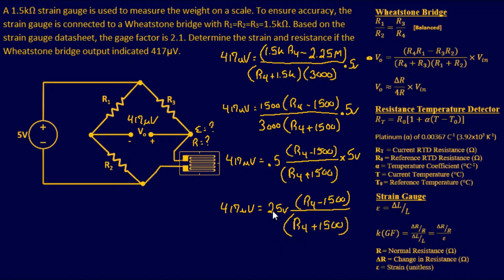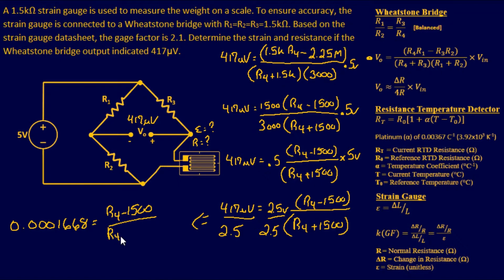All right, now what I can go ahead and do is divide both sides by 2.5 volts, so I can get rid of this guy. So I'm going to divide 2.5 volts and then 2.5 volts. I'll tell you what, I'll move it over here real quick. 0.000168. That's going to equal R4 minus 1500 over R4 plus 1500.